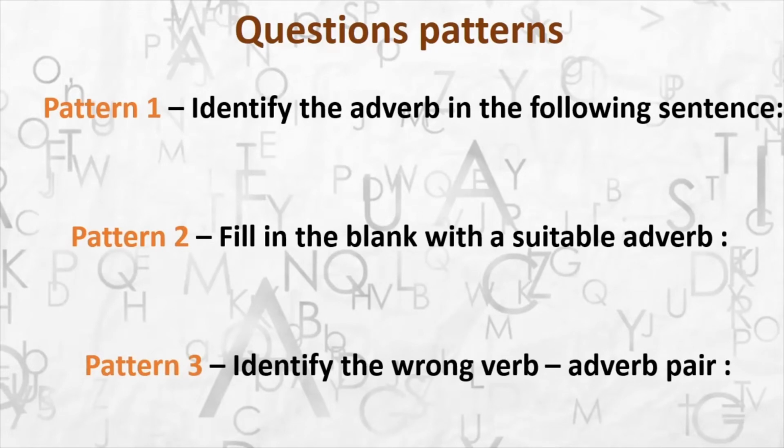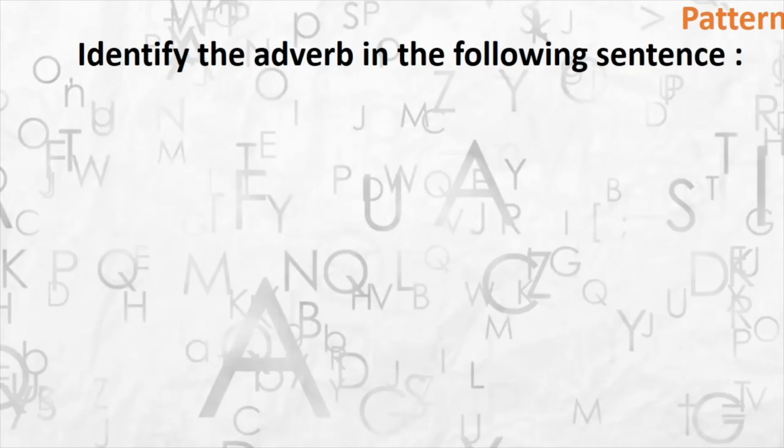Then you have to identify the wrong verb adverb pair. You'll be given 4 pairs of words in one question, and one will be a verb, one will be an adverb. But then one of the options will be wrong, the other 3 will be right. So this is about the 3 kinds of questions that could be asked to you. Now we will pick up each pattern and we will try and solve at least 5 questions in each. So let's go to pattern number 1.